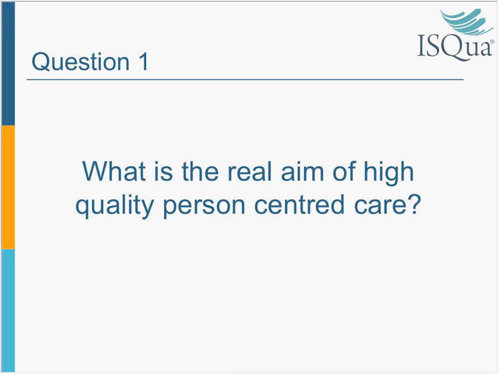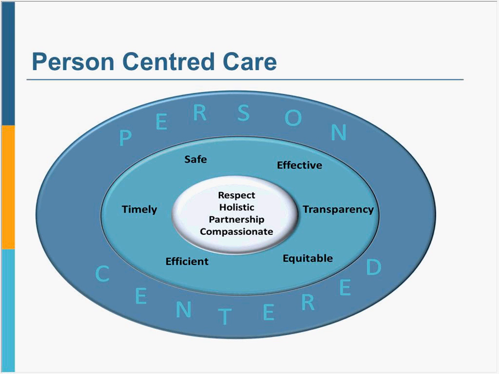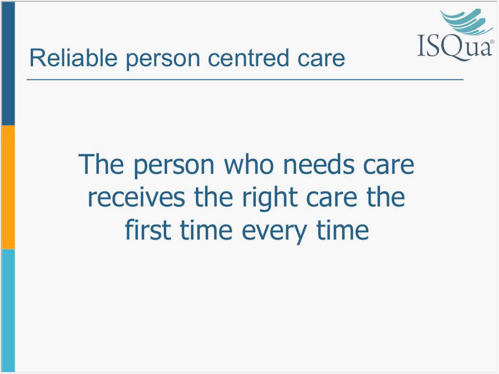Now, I think that we've really got to think about it in terms of person-centered care. This is the ISQua model based on the Institute of Medicine's 6 domains. But the center is very important about this: respect and holistic partnership, which is compassionate. For me, from the patient safety and reliability theory, high-quality care is quite simple. The person who happens to become a patient needs care that has to be right the first time, every time. I think if you reflect on the care that we provide, it definitely doesn't meet this criteria.